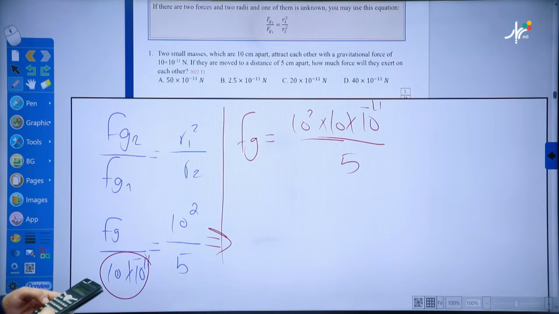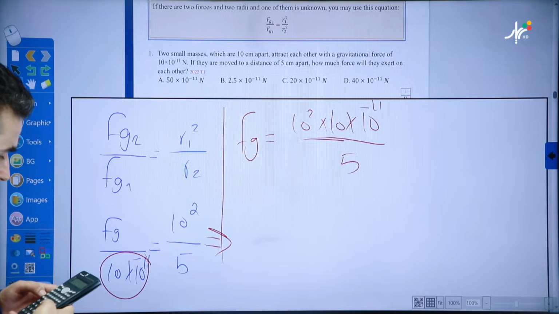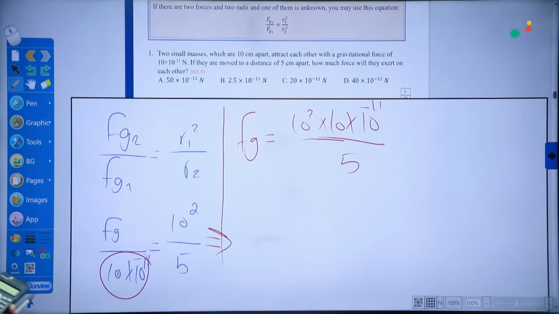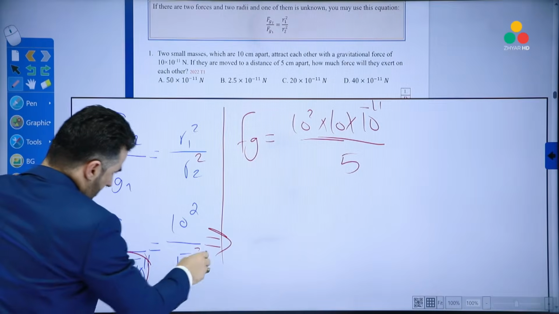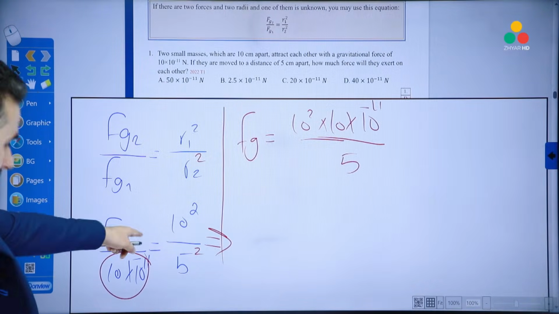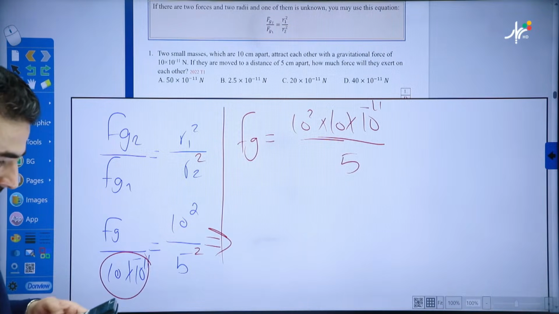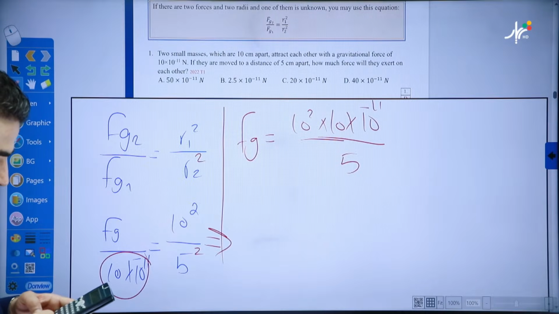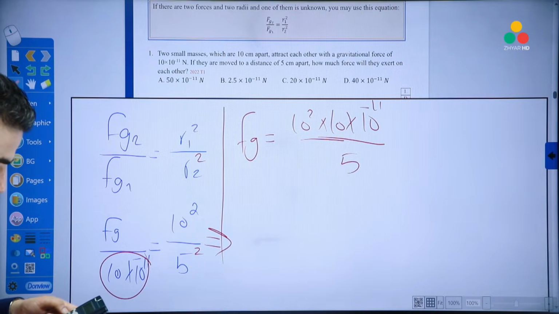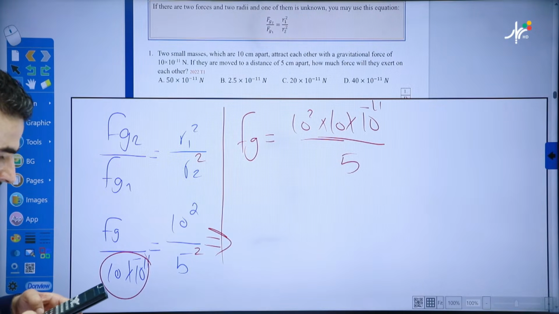What did we do wrong? Okay, I think I've done something wrong. Yeah, this is r squared, guys. Don't forget, I didn't get a correct answer. That is because this is squared and I didn't do the square. So 10 times 10 squared, that is 100, so that is 1,000. 1,000 multiplied by 10 to the power negative 11. I think this calculator is not working very well. All right, and then divided by 5 squared, yeah?